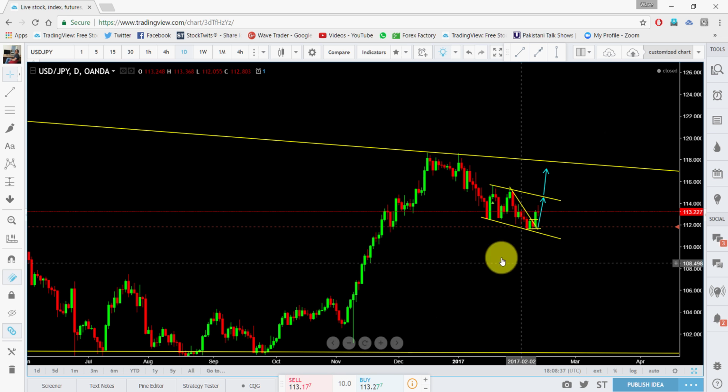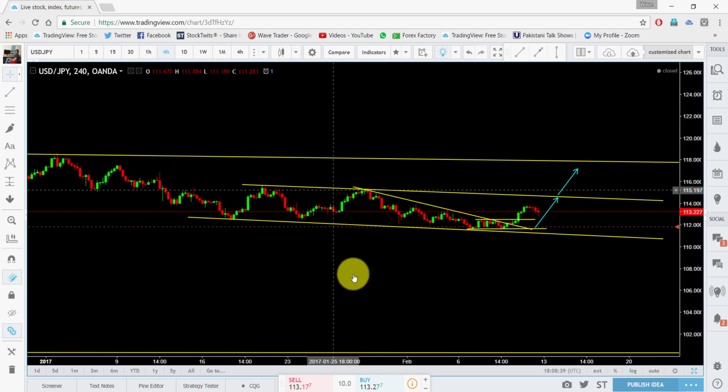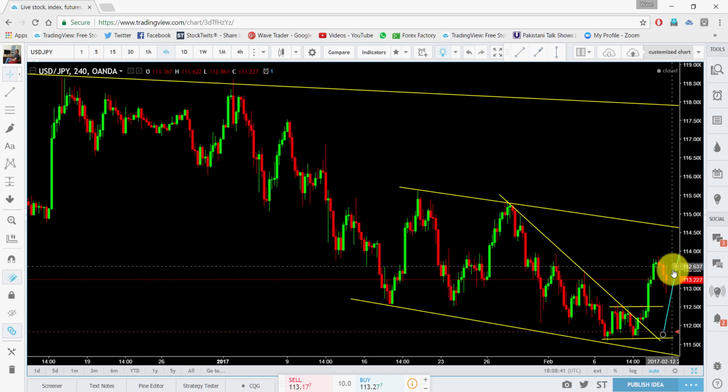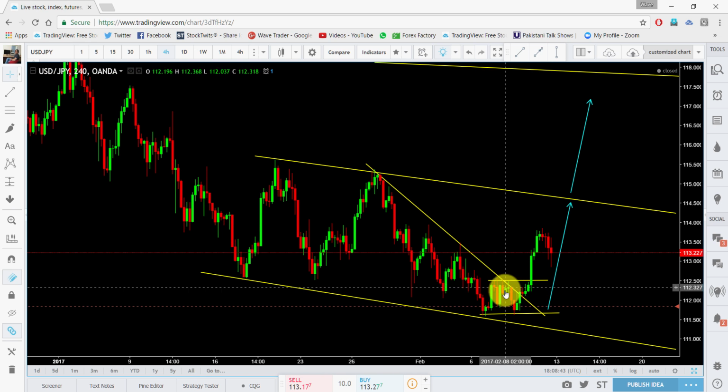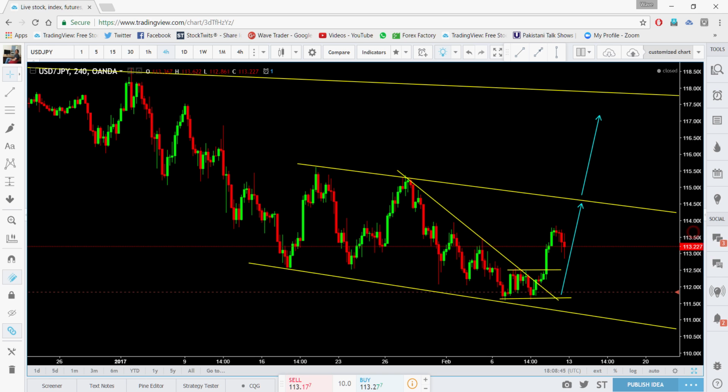We can see price has changed from the bottom. The pattern we were looking for was this pattern, this move we were looking for. The move came but it is forming new ranges.